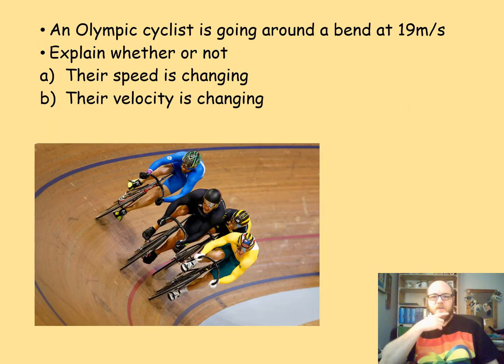Okay, so here is a question for you. An Olympic cyclist is going round a bend at a mind-bogglingly 19 meters per second. I've looked it up. This is the actual speed they do. If you're in my class, that's twice the length of my lab every second.